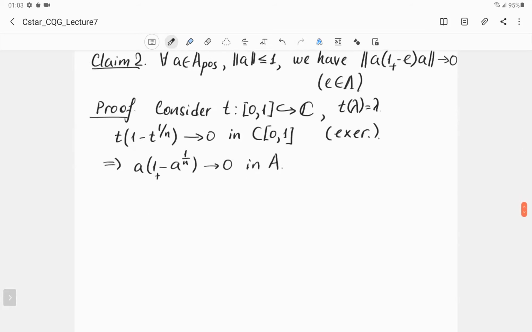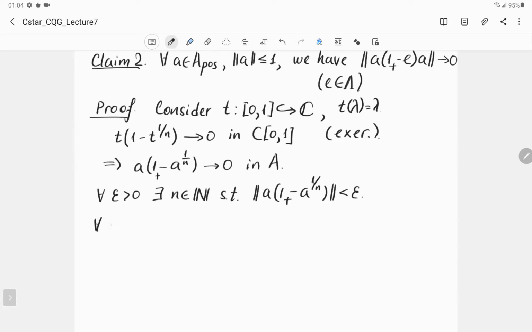So we see that if we now take an arbitrary positive epsilon, then we can always find a natural number n such that the norm of this element is less than epsilon. Okay, and now we take an arbitrary element E in lambda such that E is greater than or equal to A to the power 1 over n.